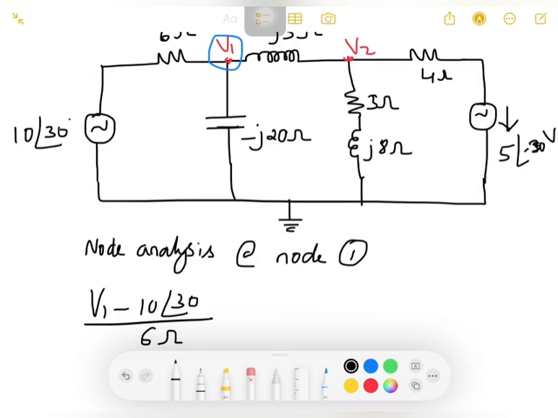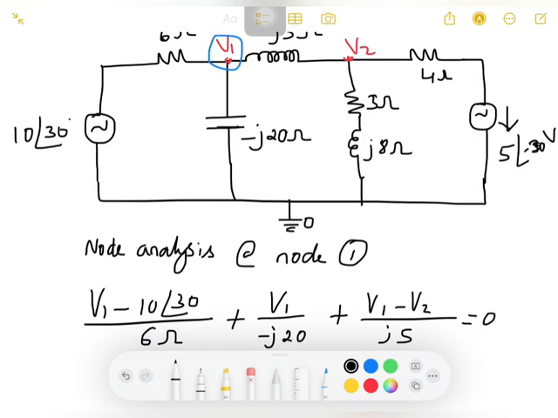I is equal to V by R, plus V1 by minus J 20. Anyhow it will be minus 0 because there is no other voltage source in that branch. So it will be with respect to 0 here, minus 0, anyhow we can write only that term. Then plus V1 minus V2 divided by J 5 equal to 0.